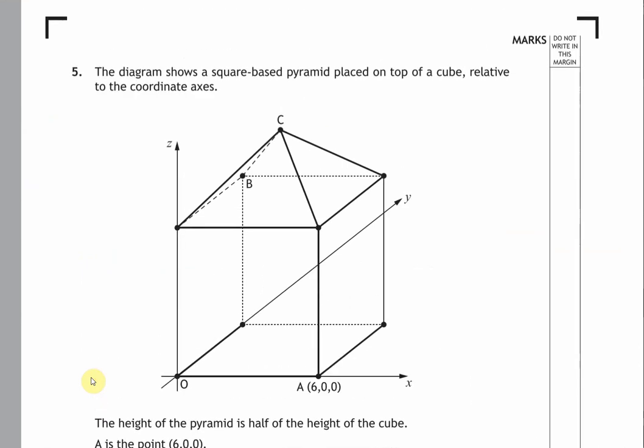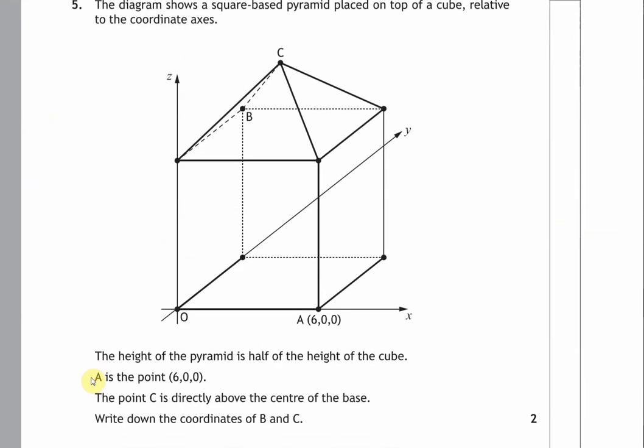Now, number 5 is a little bit harder, but if we take our time, then we should be okay with this style of question. It can be a bit tricky to get your head round at first, but let's have a read at this and see what we think. So we have a square-based pyramid placed on top of a cube relative to the coordinate system's axis. So this is a cube here, and then we have a square-based pyramid on the top.